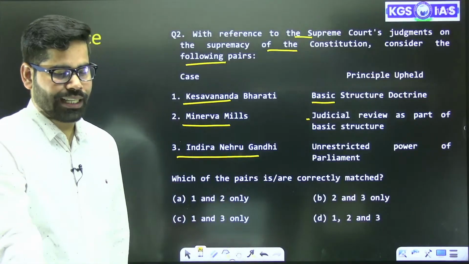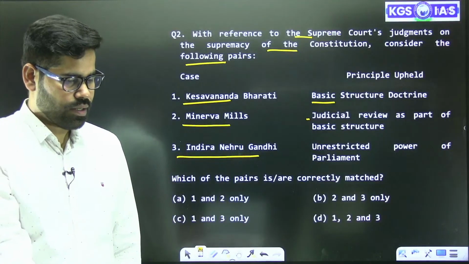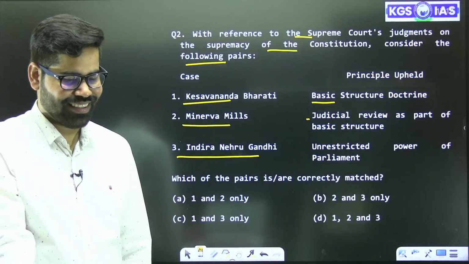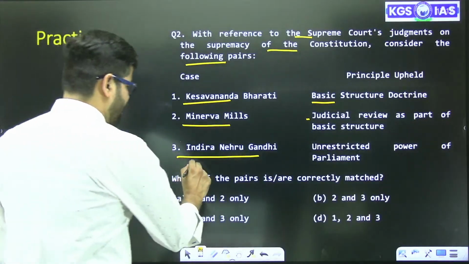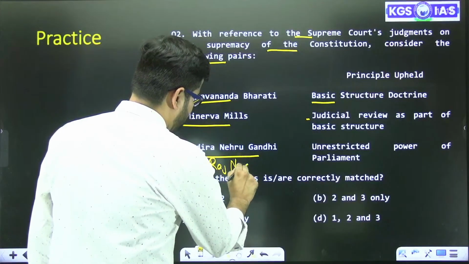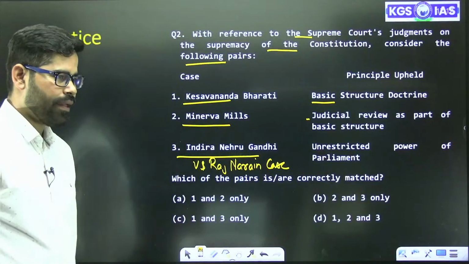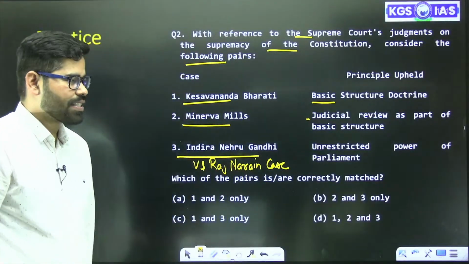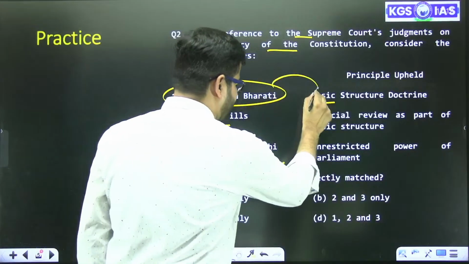What will be the correct answer here? Okay, B option, D option, fine. Indira Nehru Gandhi versus Raj Narayan case is there. Raj Narayan case. Okay. A option and D option. See, first you know that Keshwanand Bharti case, it is the very famous basic structure doctrine.